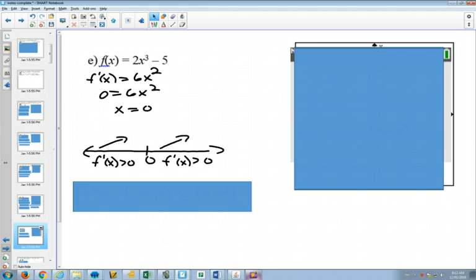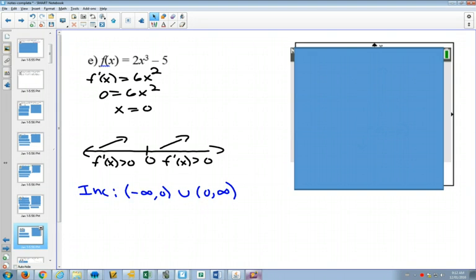So in the example before, we saw 2 increasings in a row or 2 decreasings in a row, but we had an asymptote in between. This is a continuous function that's always increasing.